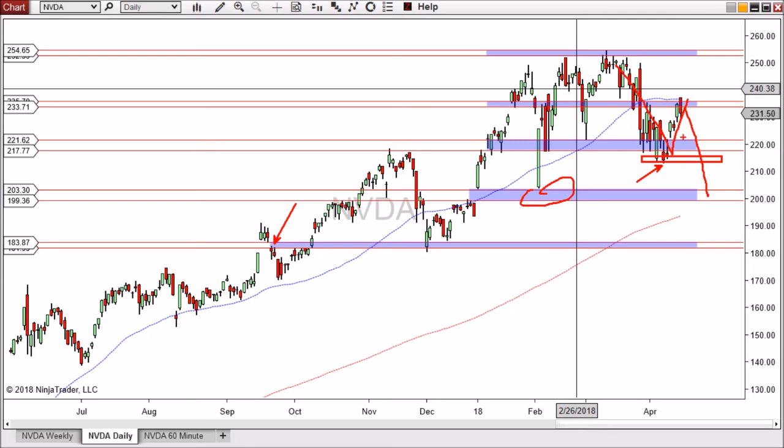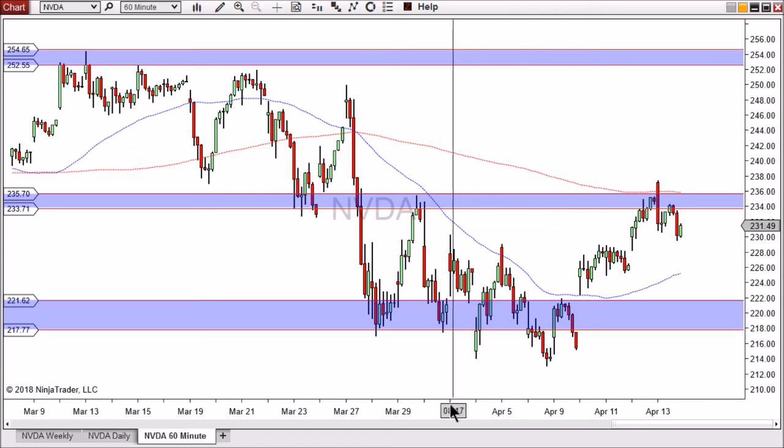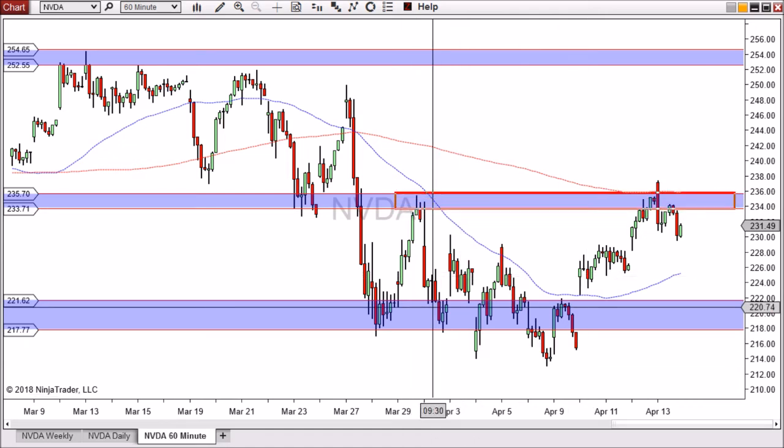But if it comes down and pushes up to make a higher low and higher high, then again this new high, this all-time high, could be in play. Looking at the 60-minute, this is the zone to watch. If it breaks into the zone, then you have to see whether it is able to hold. If it can't hold, then we're looking for it to go below 200.